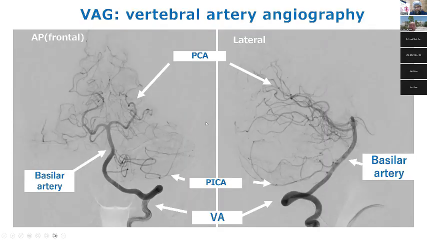Then I go to vertebral angiography. The vertebral artery gives rise to the PICA, the posterior inferior cerebellar artery, and both vertebral arteries join to form the basilar artery. The basilar artery runs anterior to the brainstem here, and then branches into the posterior cerebral artery, PCA. And the basilar artery gives rise to perforating arteries here, the superior cerebellar artery, and the anterior inferior cerebellar artery.